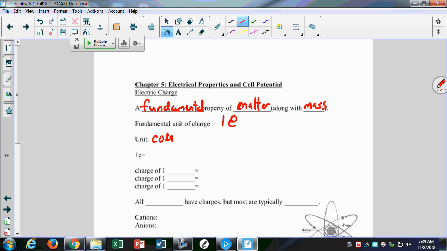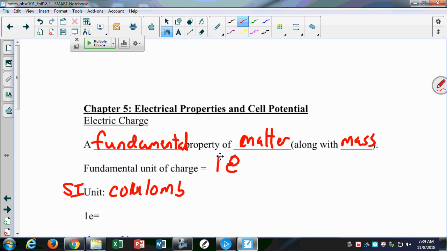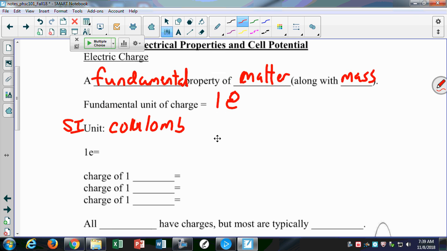So the SI unit is the Coulomb. Just to be clear, when I say the fundamental unit of charge, that doesn't refer to the unit that goes after the number. It just means what is the fundamental parcel of charge. How do we divide it up? We divide it up in units of the charge of an electron or a proton. They both have the same. 1E has a value of 1.6 times 10 to the minus 19 coulombs.